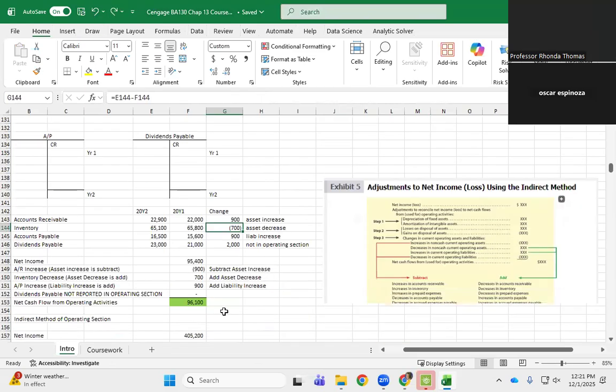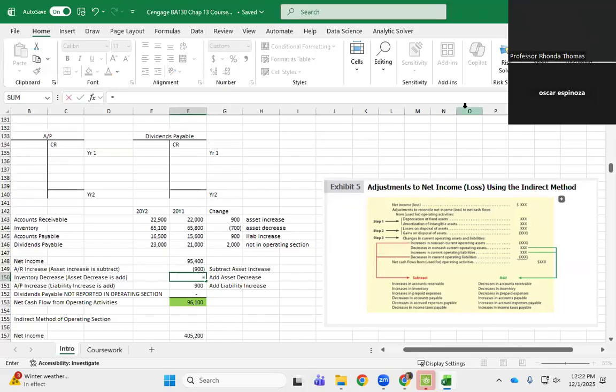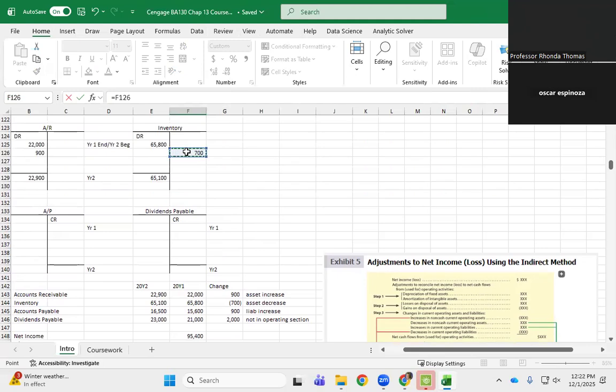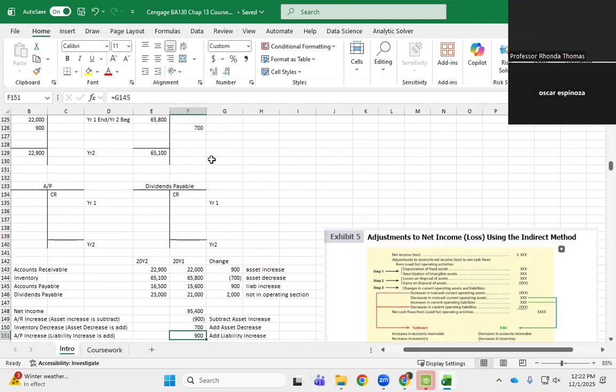All right, this is our change. Here is where we're actually, so I have this right. Okay. So what this is saying is you subtract that asset increase of accounts receivable, but you add the decrease in inventory, and that was 700, and I want to make that equal what's up here. And this is a decrease, so add change.